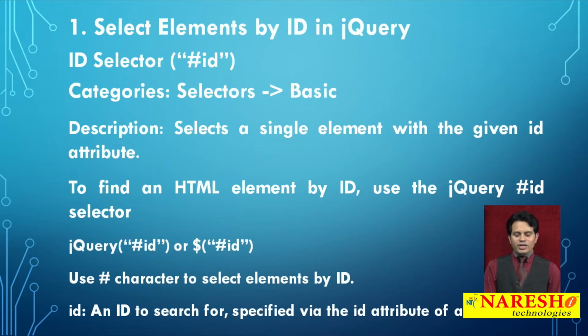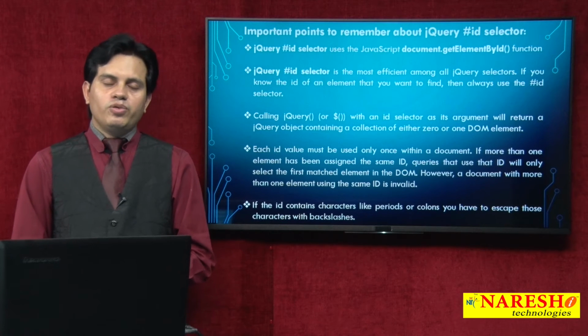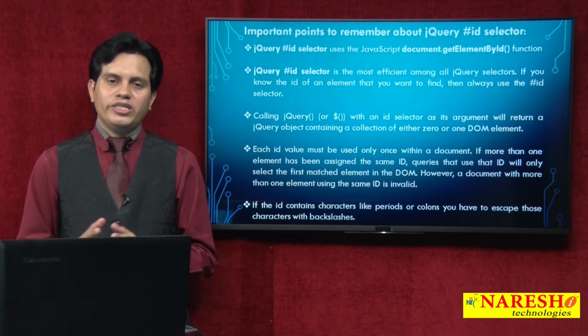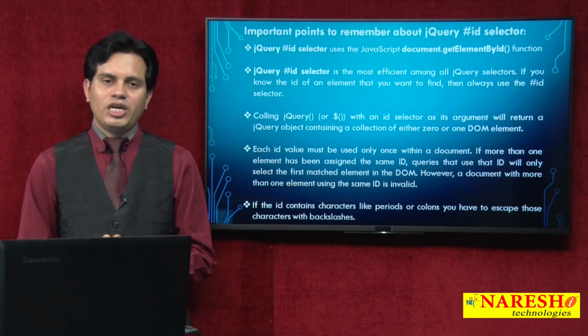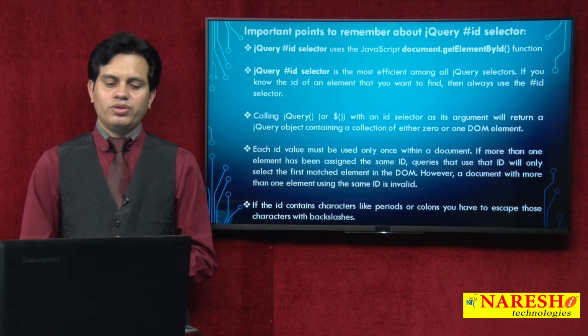What is the ID? An ID to search for is specified via the ID attribute of an element. ID here is nothing but the ID attribute value through which we are going to search and get the one element, which returns a single jQuery object, and on that any operation is going to be performed. Then we have to understand some important points before we implement the jQuery ID selector practically and see an example of how it is used.